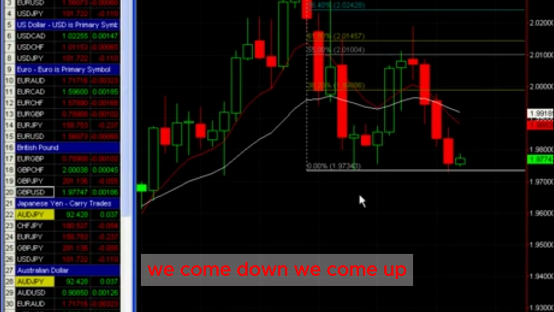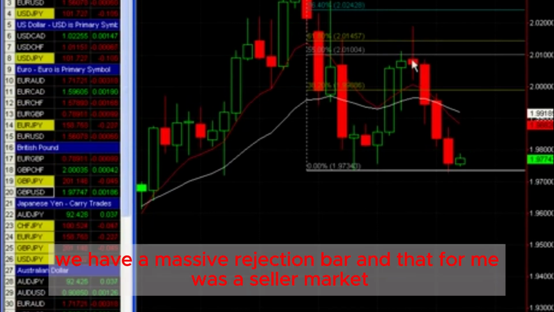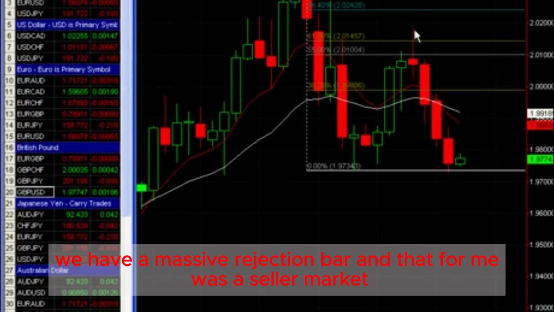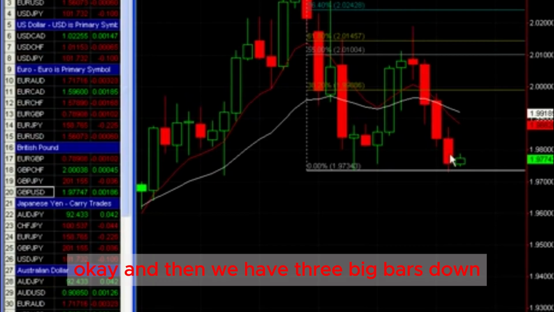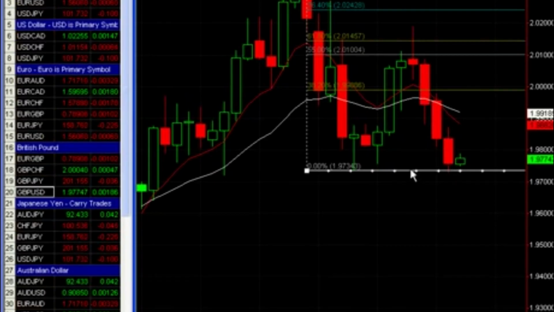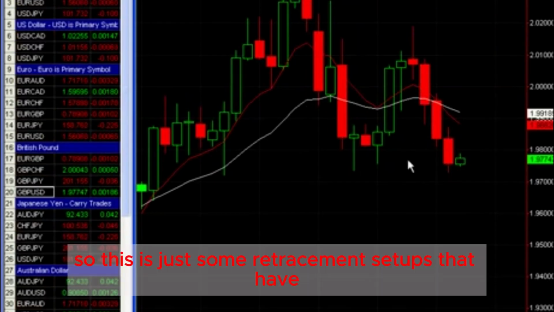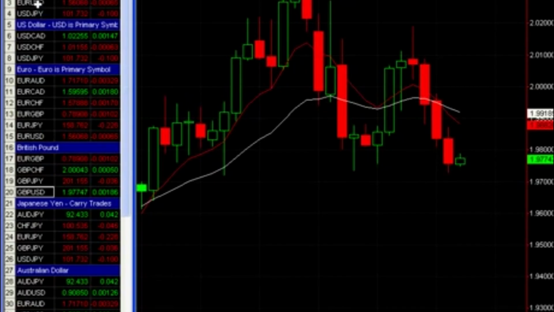We come down, we come up, we hit this termination point. We have a massive rejection bar, and that for me was a sell at market. Okay, and then we have 3 big bars down. So these are just some retracement setups with confirming price action.